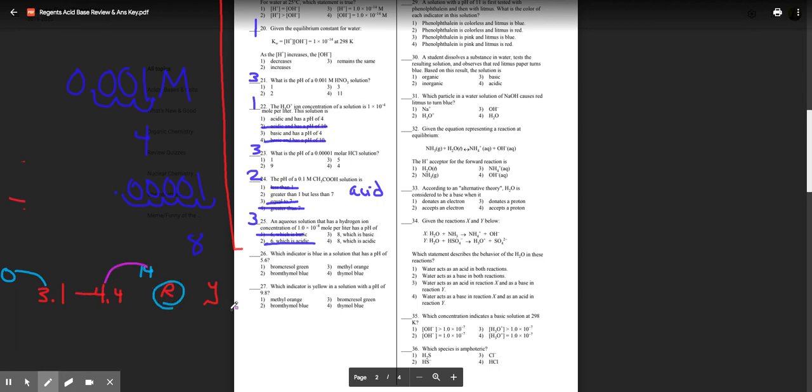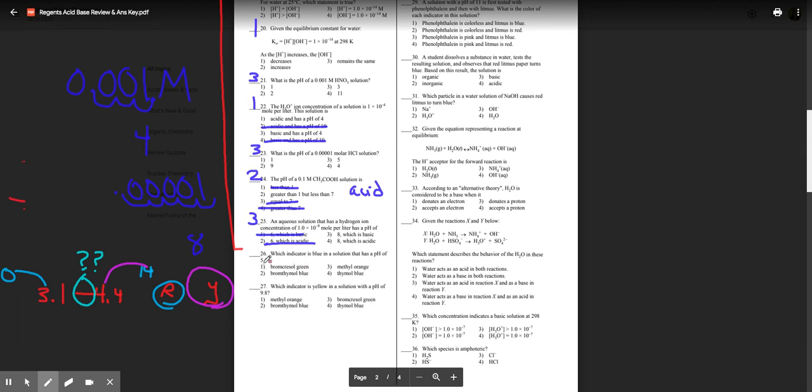4.4 to 14 is going to be yellow. But here in the middle, I don't know. It's unknown. So that's how you read them. So 5.6, bromocresol green, 5.6 is on the right, which means it's the color on the right, which is blue, which means that's probably our answer, but let's just go through everything.